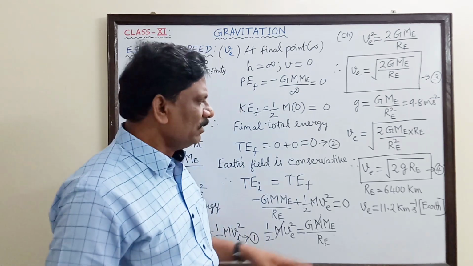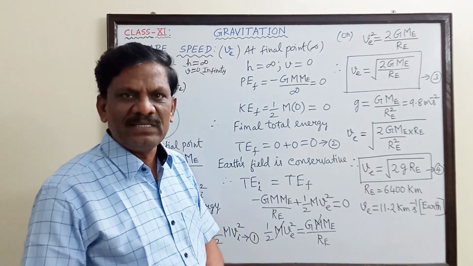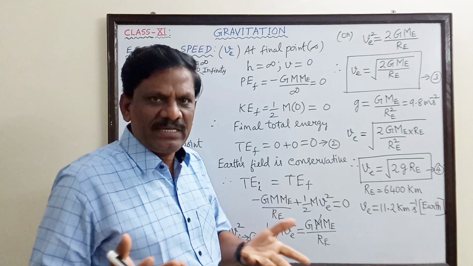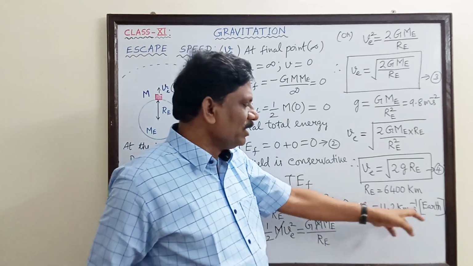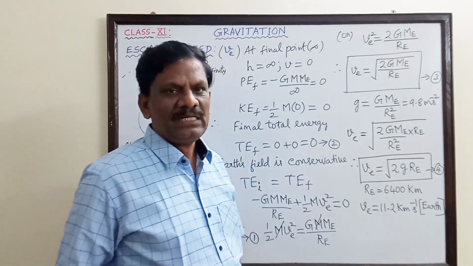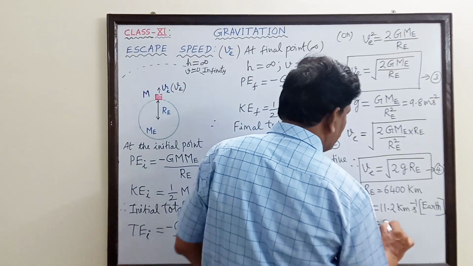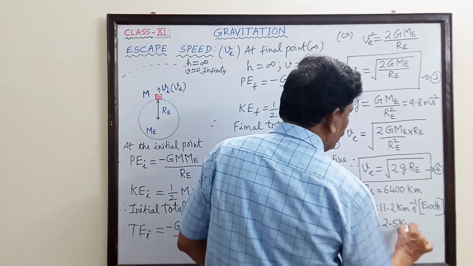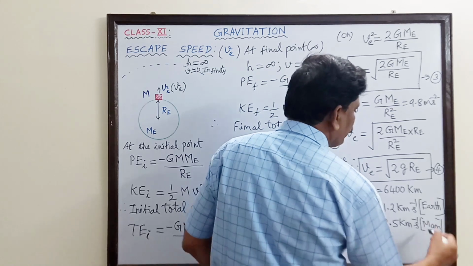So now we have calculated the value for the escape speed on the surface of the earth. So the starting speed itself should be how much? Minimum how much? 11.2 kilometers per second. And on the moon, the escape velocity is equal to 2.5 kilometers per second on the surface of the moon.